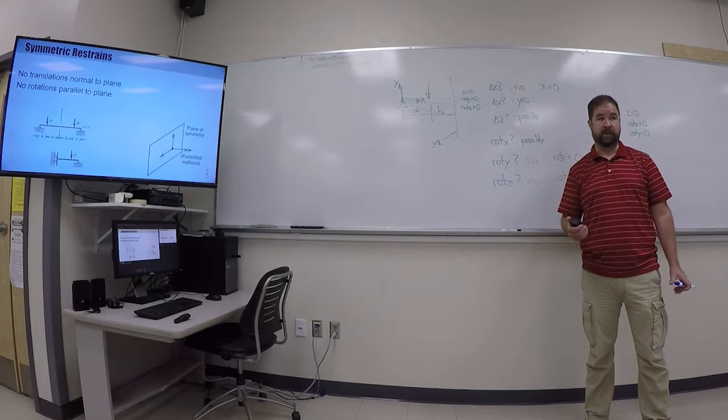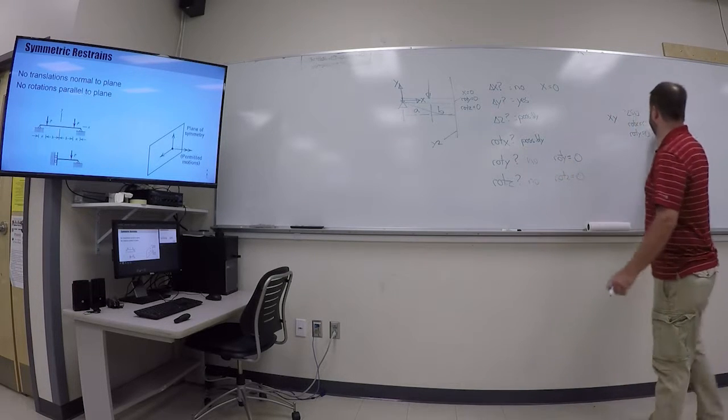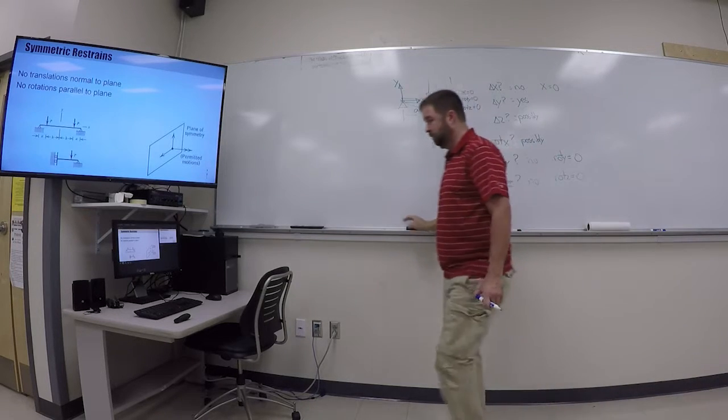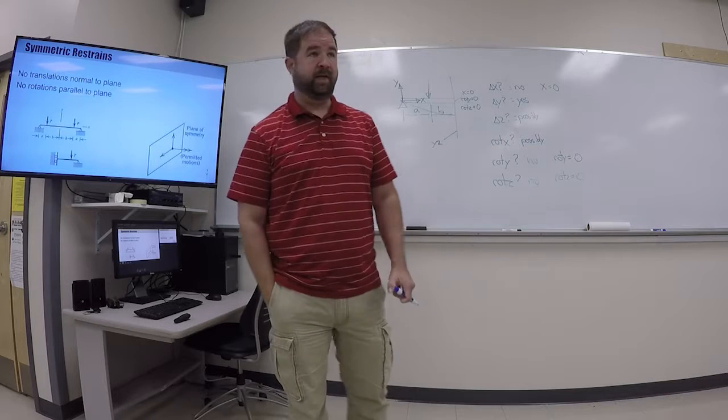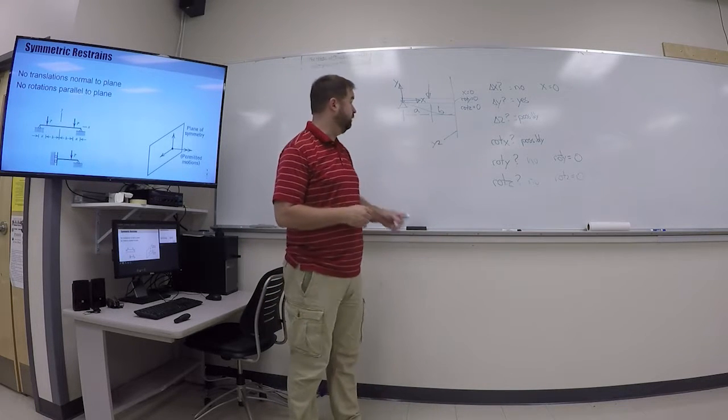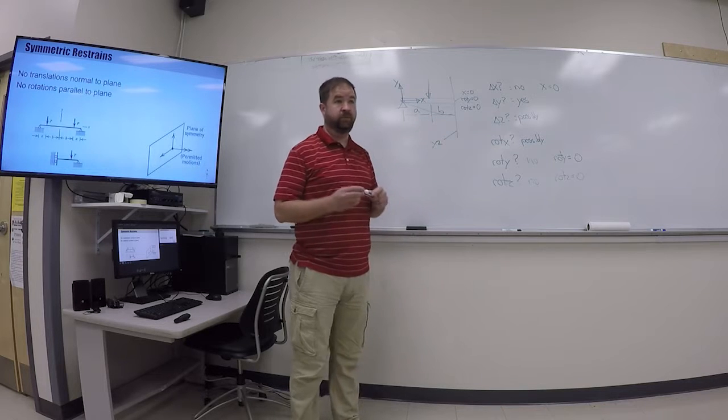Okay, questions about that? So if you use the symmetry constraint in SolidWorks, it does this for you automatically. But if you need to set up symmetry yourself, you can also use the reference geometry and manually tell it which ones of them you want to be 0.